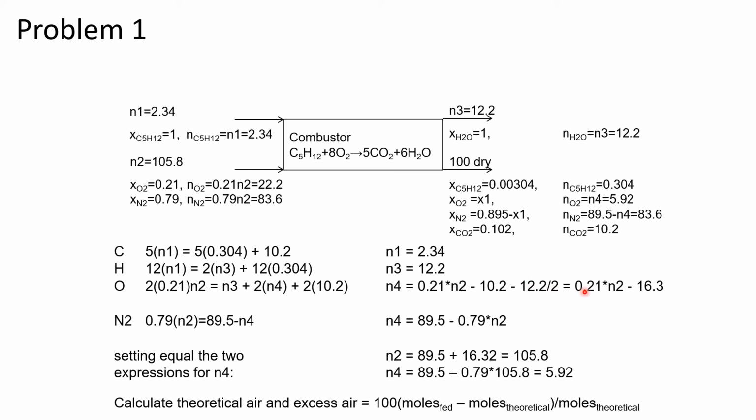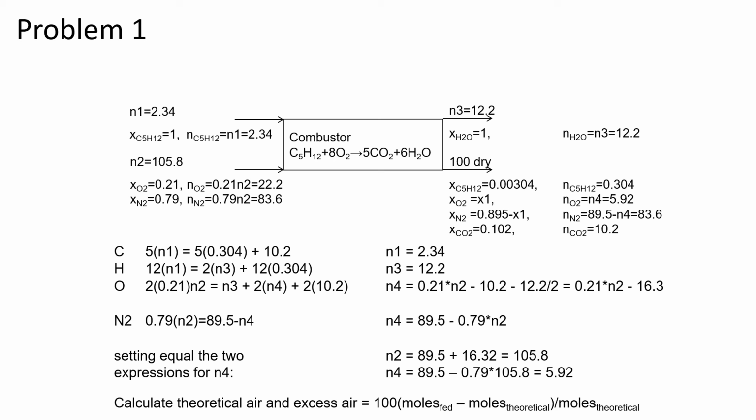This is the first equation that involves N2 and N4, and this is the second equation that involves N2 and N4, and they're easy to solve together because we have written them as N4 equals something in both cases. So if we set those two equal, we find that N2 is equal to 105.8, and we can solve for N4. In this case, we're solving for N4 from the nitrogen balance right here. We're plugging in N2 into this equation. We find that N4 is 5.92.